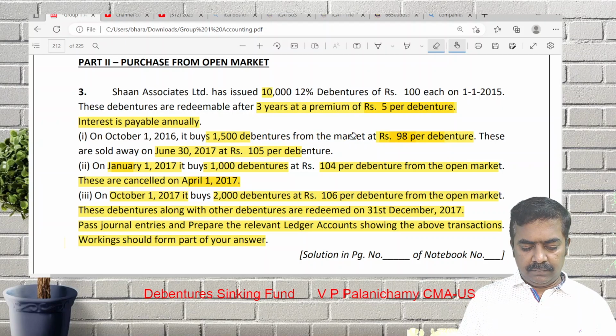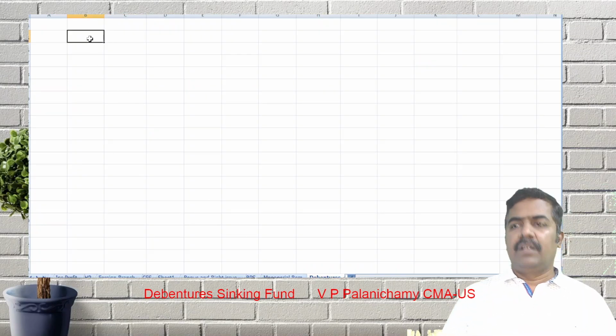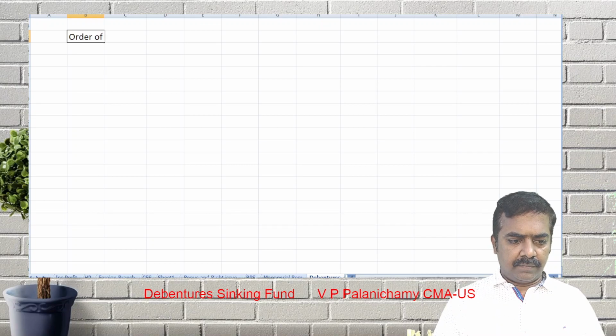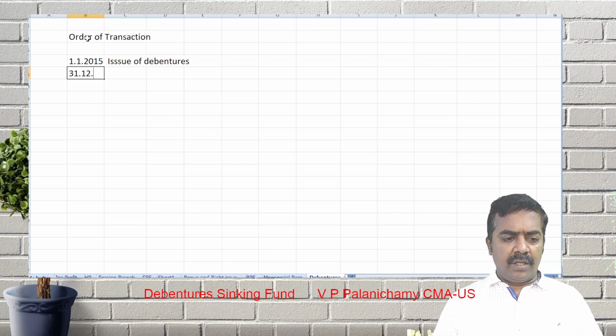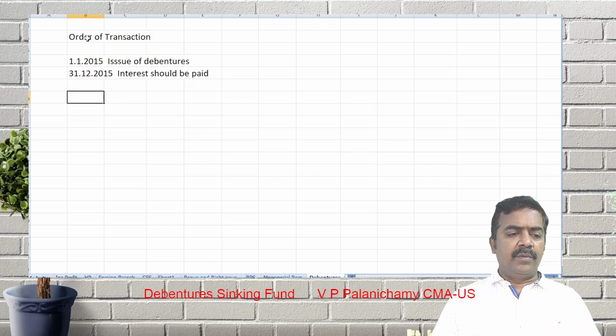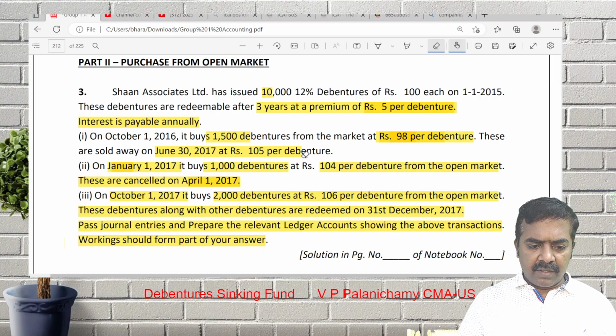So, basic doubt. Order of entries first. Shall we mark the order of entries? When the debentures are issued? Start. Order of transactions. 1/1/2015, issue of debentures. Then until 31/12/2015 there is no other transaction. So interest should be paid. On 31/12/2015 what should be paid? Interest should be paid.